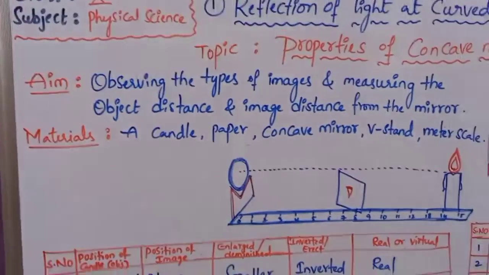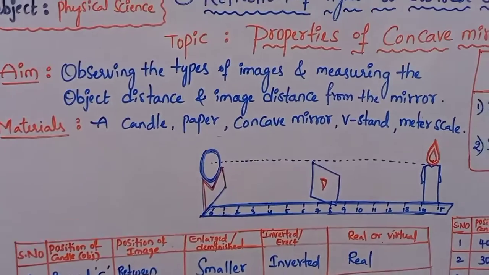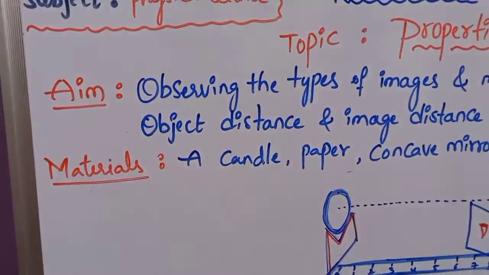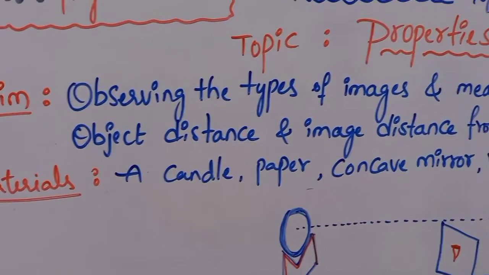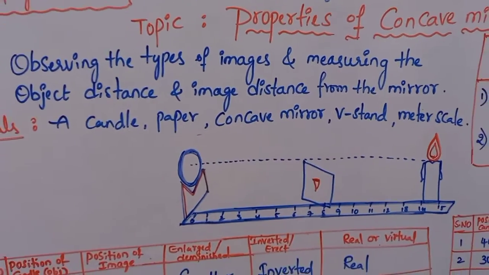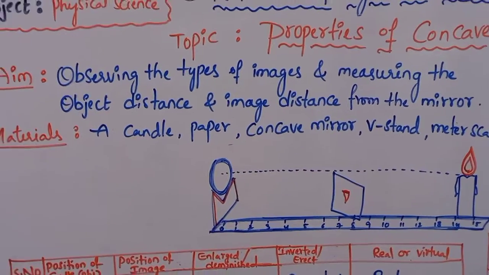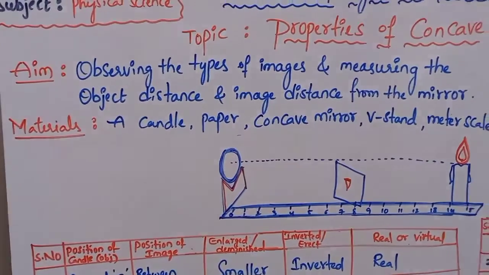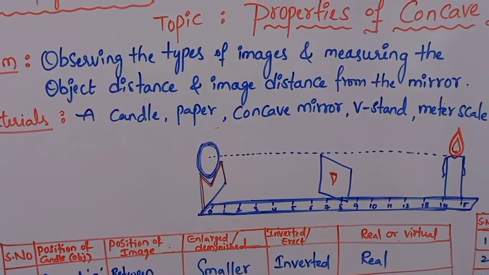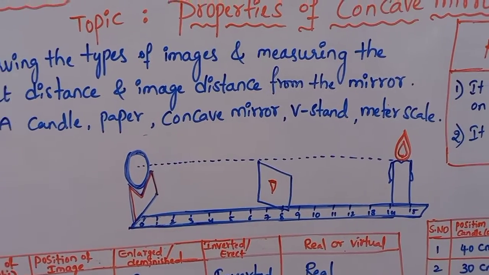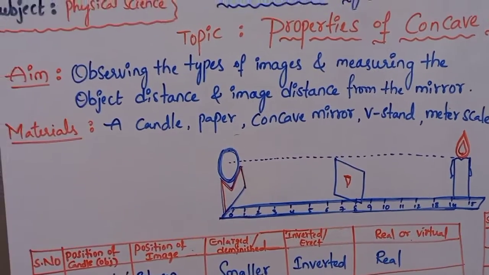In order to know the properties of the images formed by the concave mirrors, we need to do some activity. In this activity, what is the aim? Observing the types of images and measuring the object distance and image distance from the mirror. For this activity, the required materials are a candle, paper, a concave mirror, a V-stand and a meter scale.